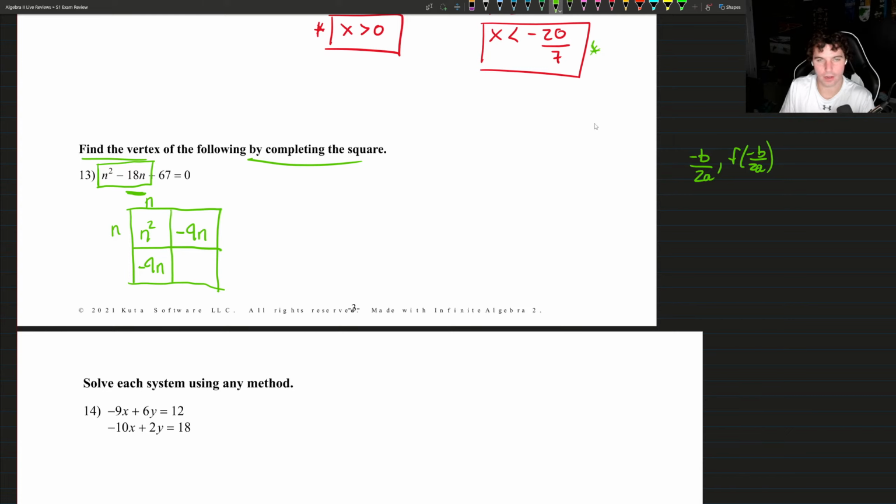What percent of our grade is the final? I'm going to let you look that up because I've said it a couple times. It's in the syllabus. We've said it a lot in class.